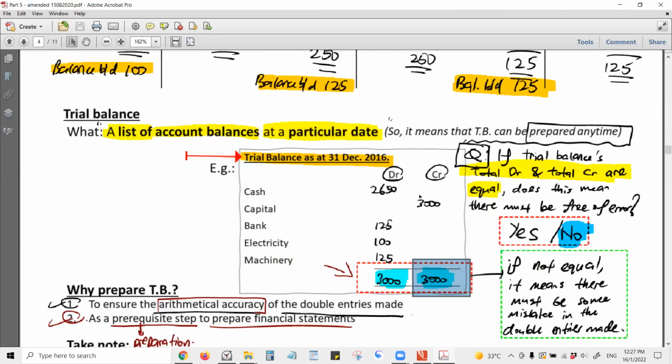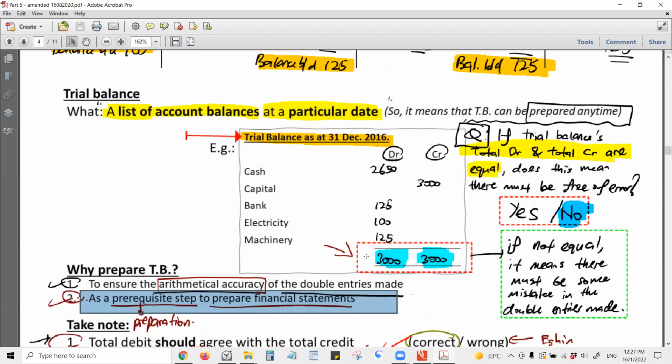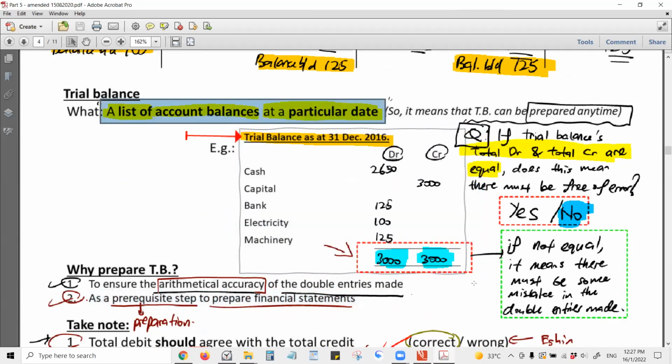Okay, so that's one purpose. And it's also a preparation step to do the financial statement. It's kind of like getting ready with the ingredients before you cook a dish. So here, before you prepare the financial statement, before you prepare income statement, before you prepare SOFP, you prepare this first.